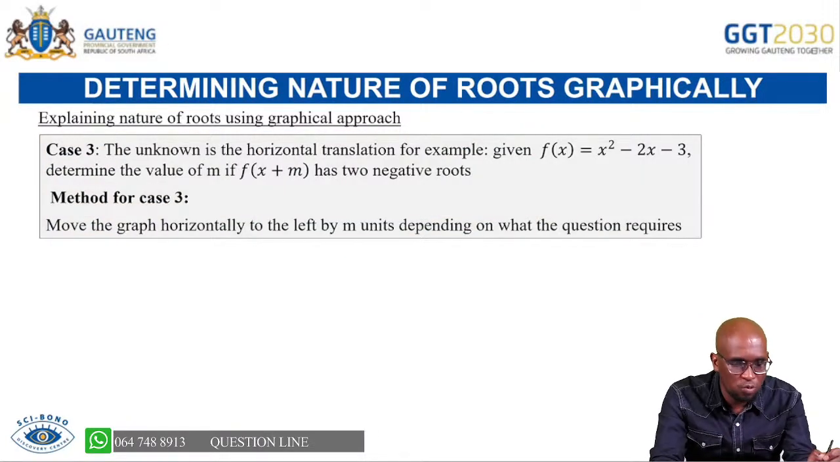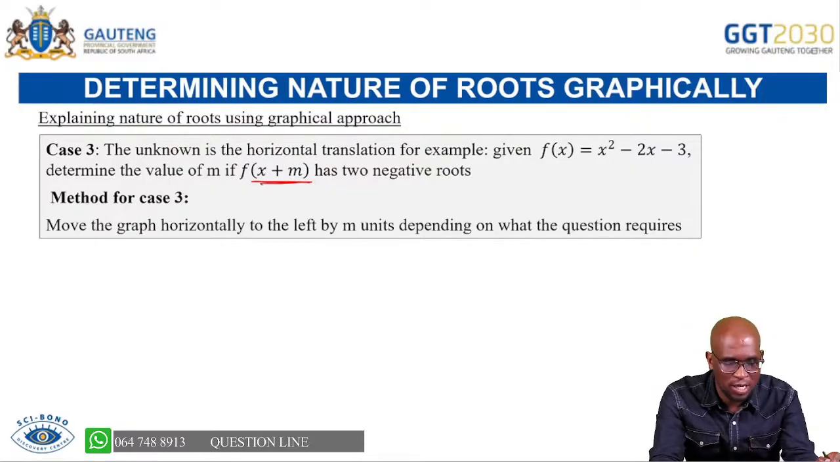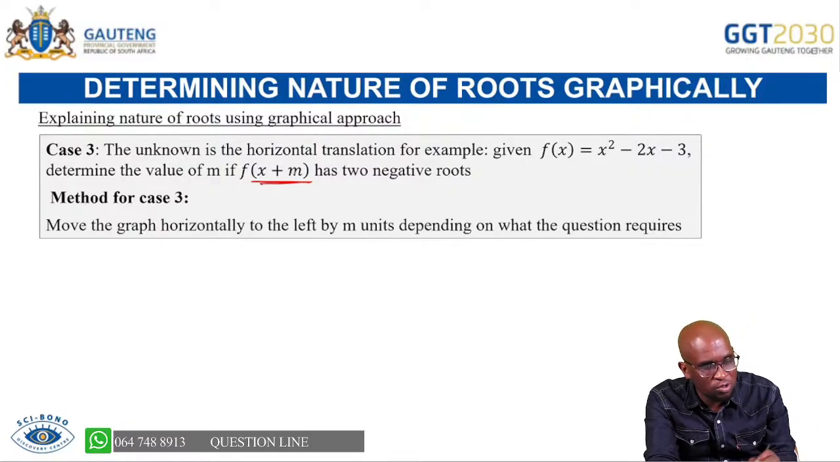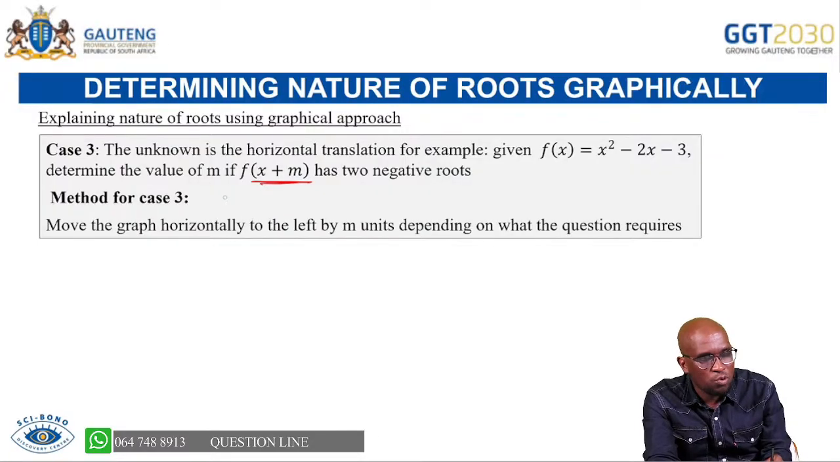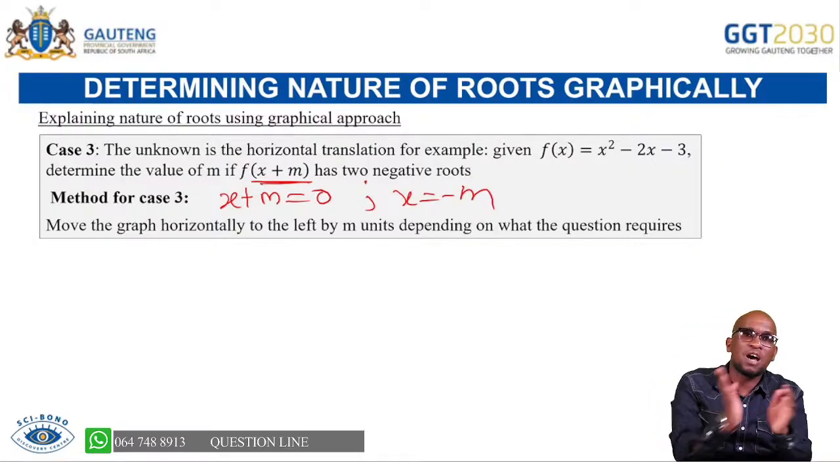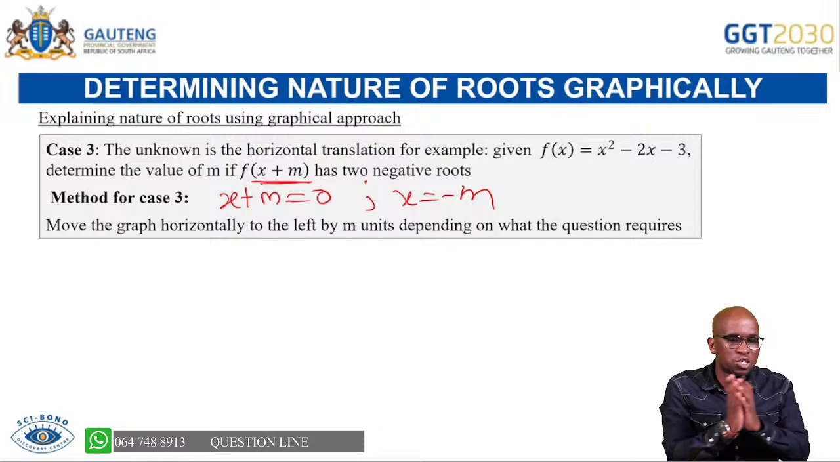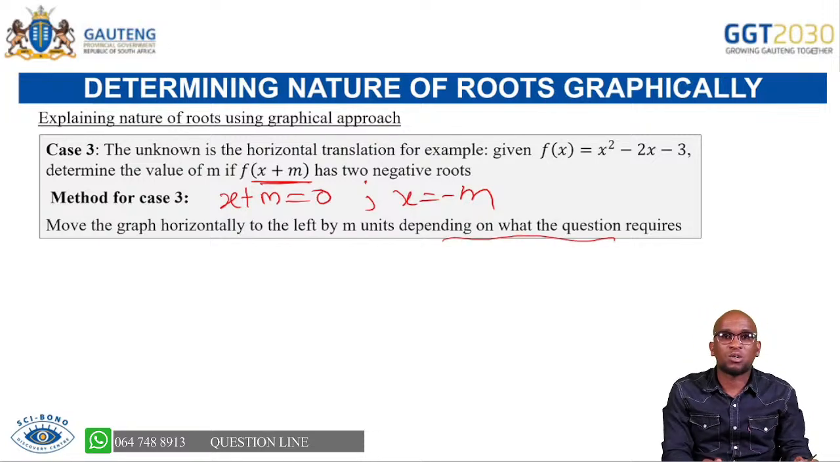And then the third one would be when you have the unknown as f of x plus m. If you have f of x plus m, now you are dealing with a horizontal translation. To get the horizontal translation here, we have to look at x plus m is equal to 0. What is the transformation? x is equal to negative m. So the graph is shifted. We're going to be shifting the graph to the left depending on what the question requires.